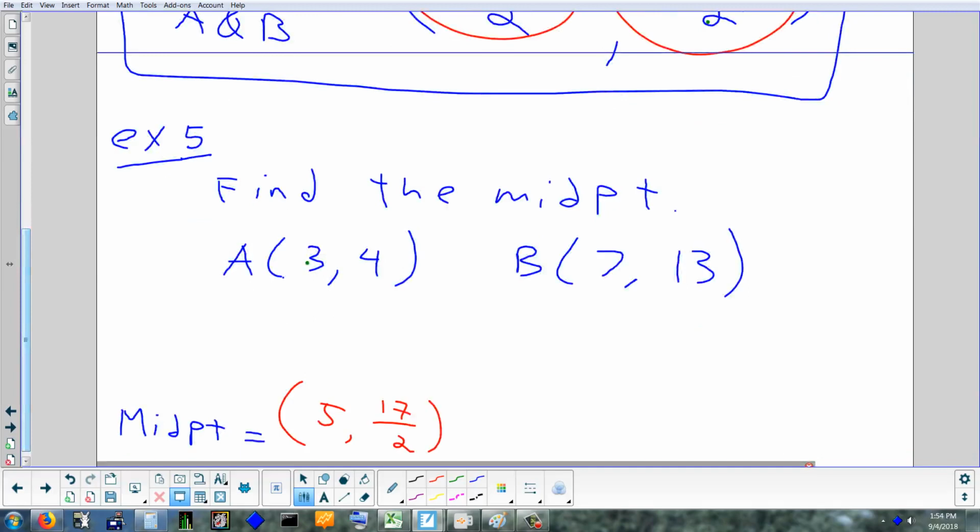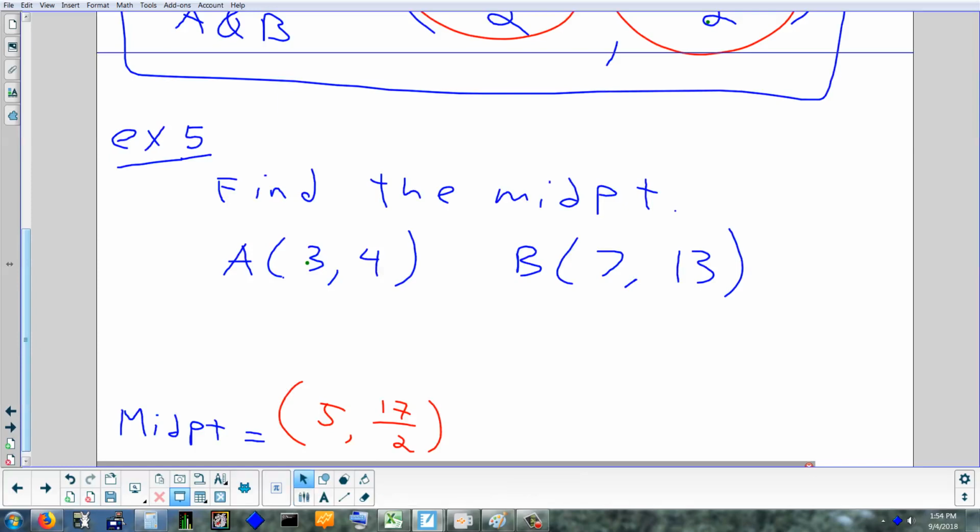If they don't ask for a decimal, you can leave it just like that. That's fine. If they did want a decimal, what's half of 17? 8.7, right? Close, 8.5. Yeah, 8.5. I think you were thinking of half of 17 and a half. So 5, comma, 8.5. And that's the midpoint formula.